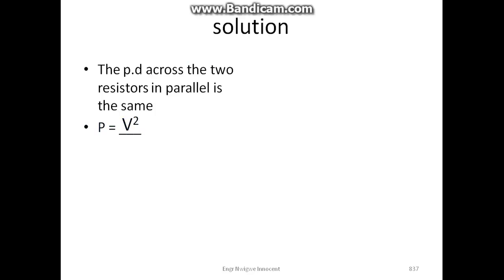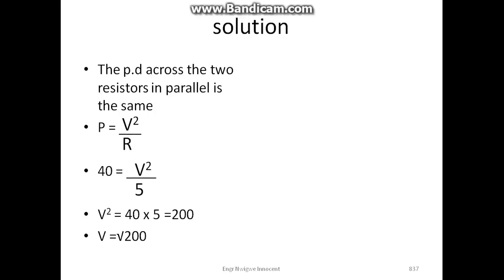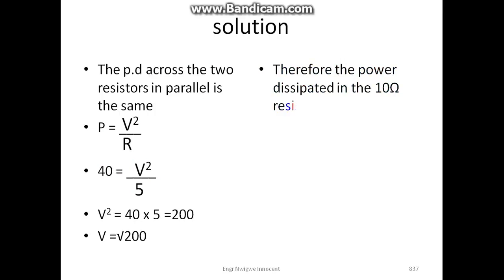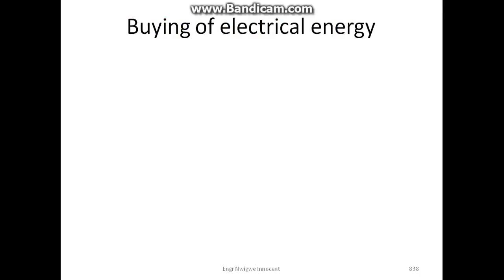Power P is equal to V squared over R. 40 is equal to V squared over 5. Making V squared the subject of the formula, we have V squared equals 40 times 5, which will give us 200. V is equal to the square root of 200. Therefore, the power dissipated in the 10 ohm resistor is equal to V squared over R, which is equal to 200 over 10, which gives us 20 watts.